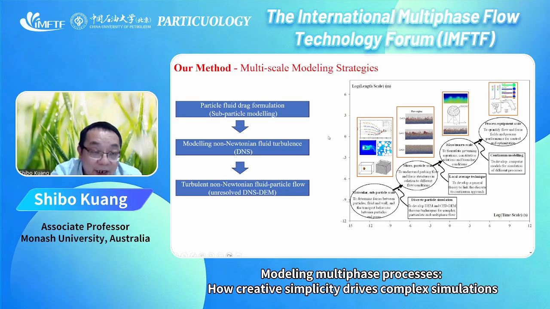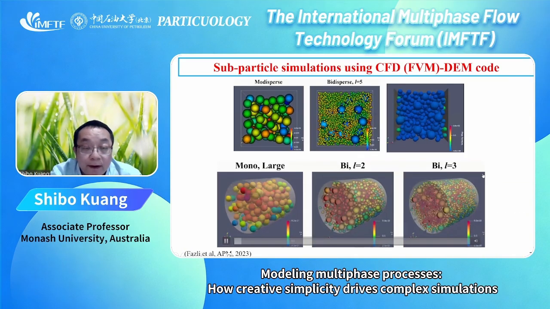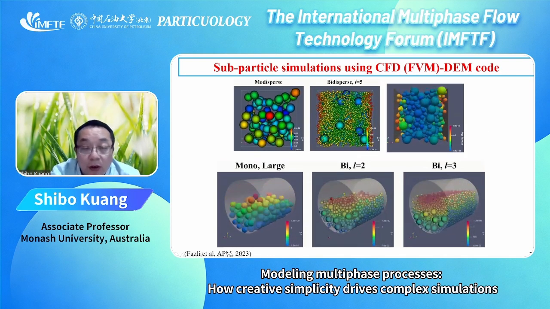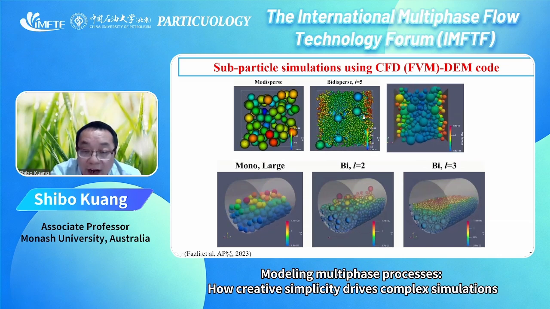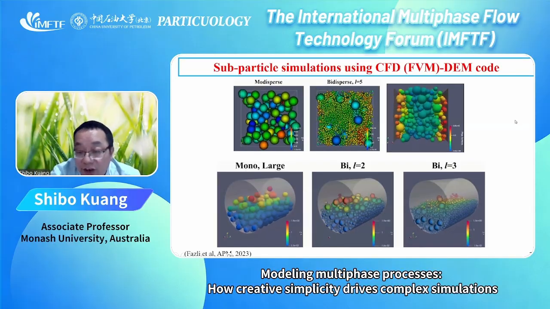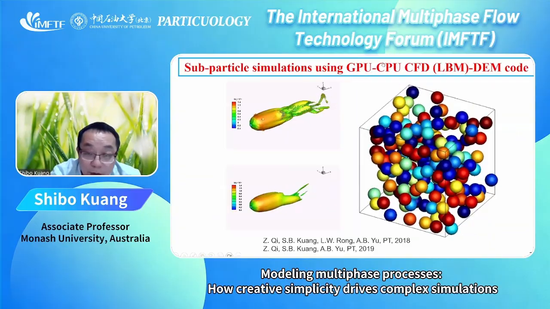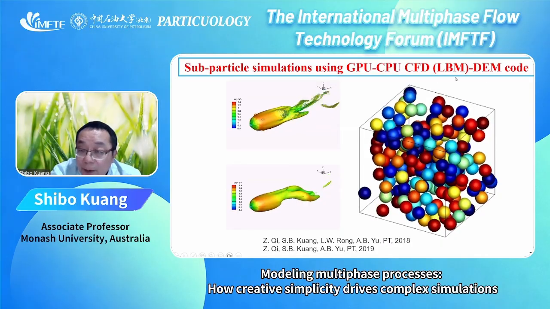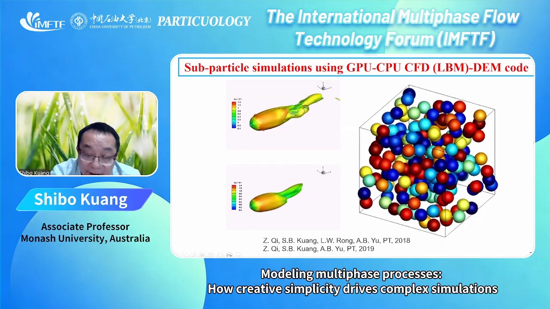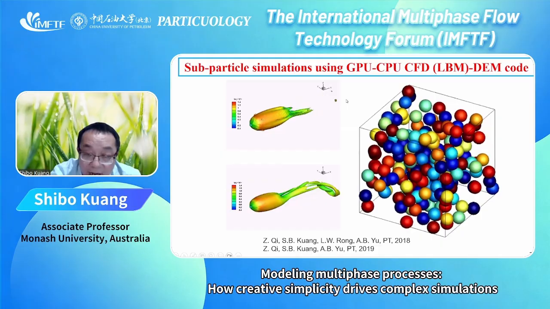So here is our strategy. Again, we use a multi-scale modeling strategy. We use the subparticle scale to formulate the particle-fluid interaction force. We use DNS to simulate the fluid turbulence for non-Newtonian turbulent flow, and then we simulate the particle-fluid flow. For the subparticle scale model, we develop two types of model. One is based on the traditional finite volume method coupled with DEM. We also develop a model coupled with DEM using the lattice Boltzmann method, as this method is computationally efficient and quite simple.